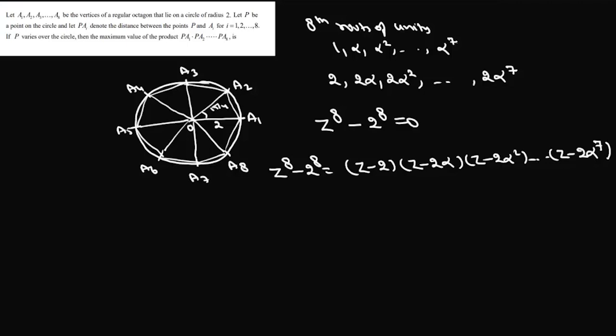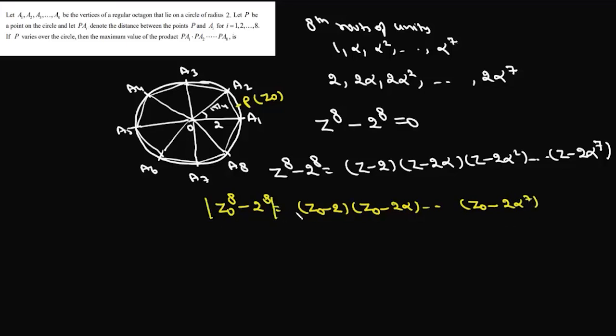Now let us take any point P on this circle and suppose this point is z0. So we can write z0 to the power 8 minus 2 to the power 8, and this is (z0 minus 2)(z0 minus 2 alpha) up to (z0 minus 2 alpha to the power 7). And if we take its mod, we can write mod of z to the power 8 minus 2 to the power 8. It will be mod of z0 minus 2 into mod of z0 minus 2 alpha up to mod of z0 minus 2 alpha to the power 7.